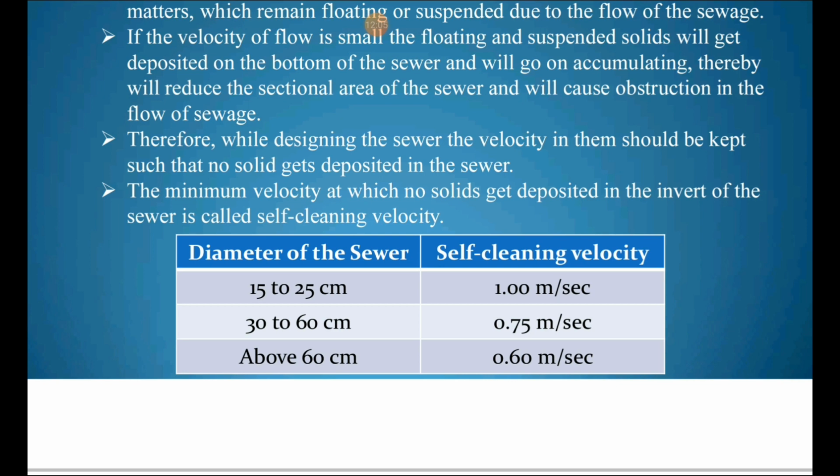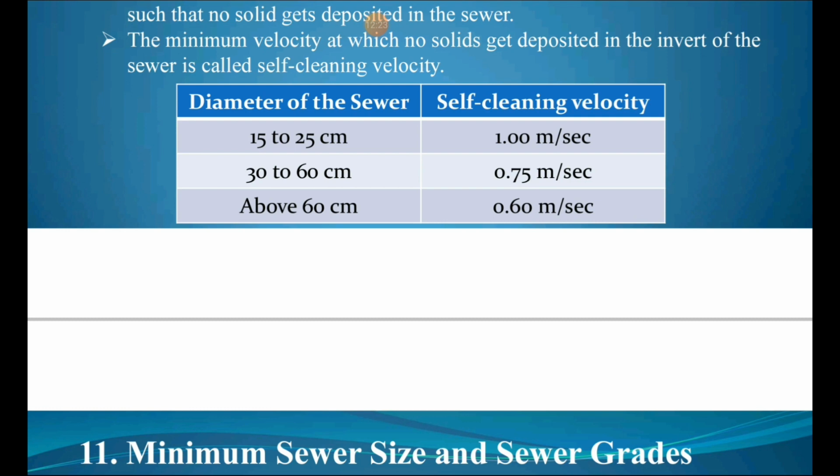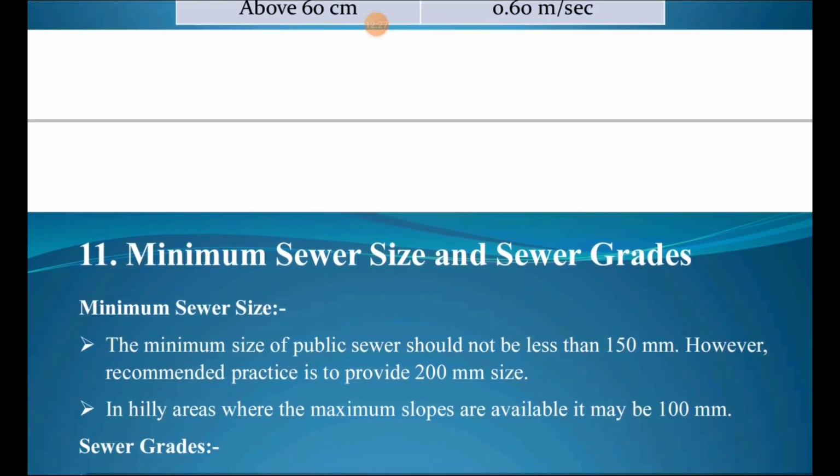For diameter of the sewer 15 to 25 centimeter, or 150 mm to 250 mm, the self-cleansing velocity is 1 meter per second. For 30 to 60 centimeter, the self-cleansing velocity is 0.75 meter per second, and above 60 centimeter, the self-cleansing velocity is 0.60 meter per second. One must remember all these values for objective type of examination.